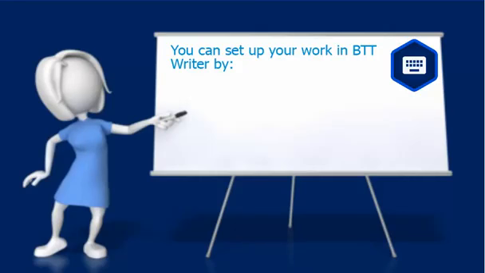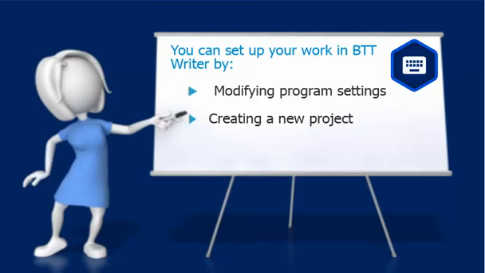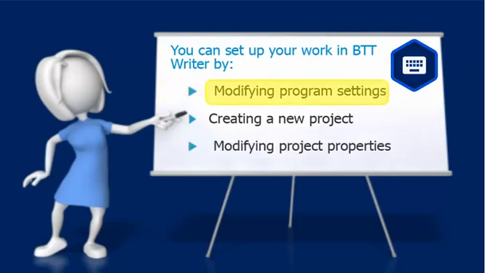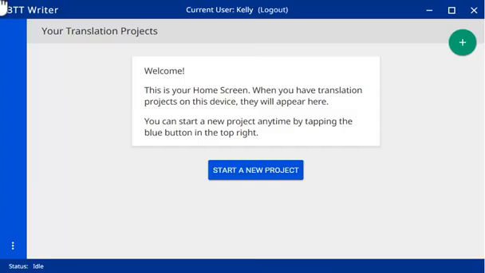This video shows you how to set up your work in BTT Writer. It shows you how to modify program settings, create a new project, and modify project properties. First, you will see how to modify program settings. You access the Settings page from the Options menu.